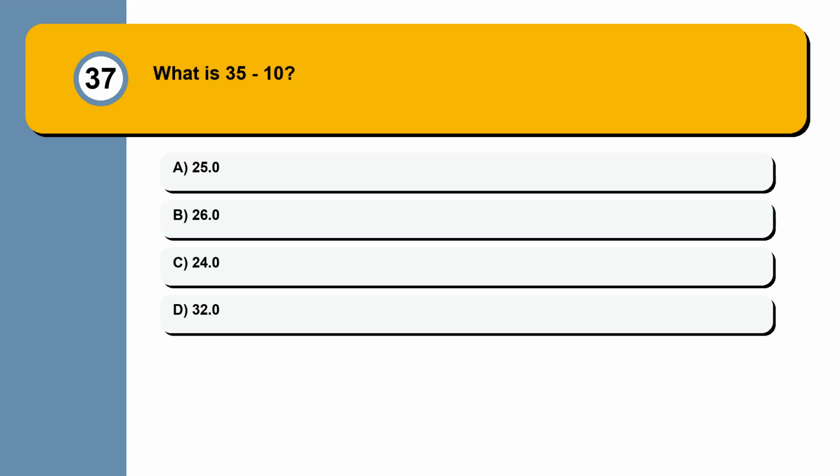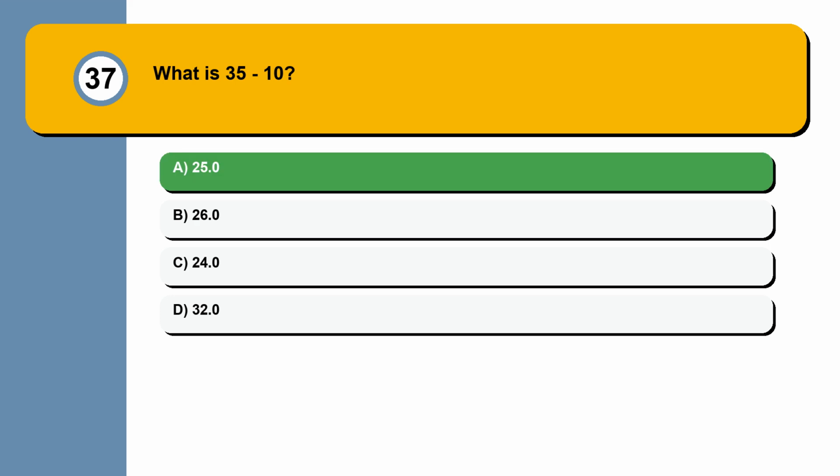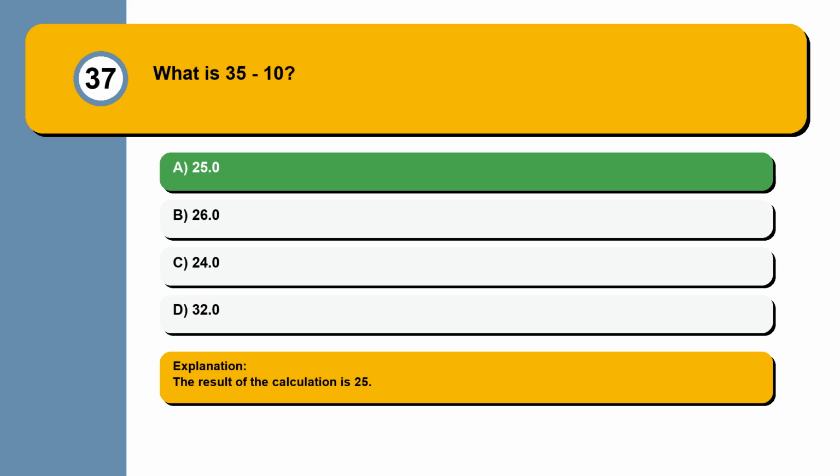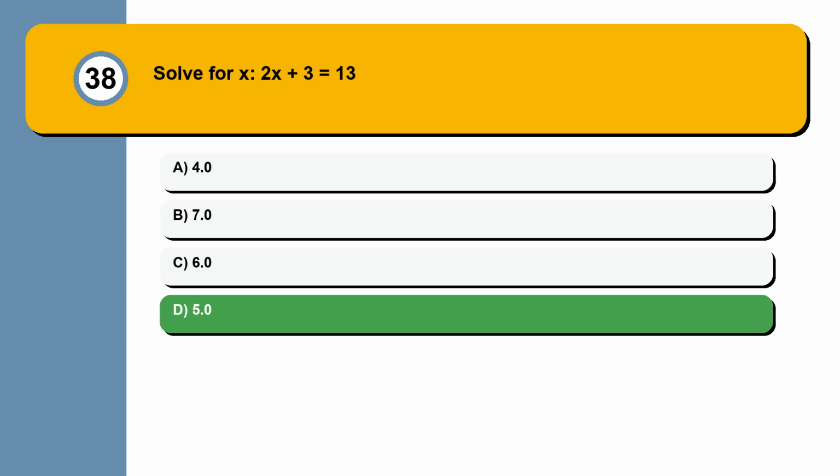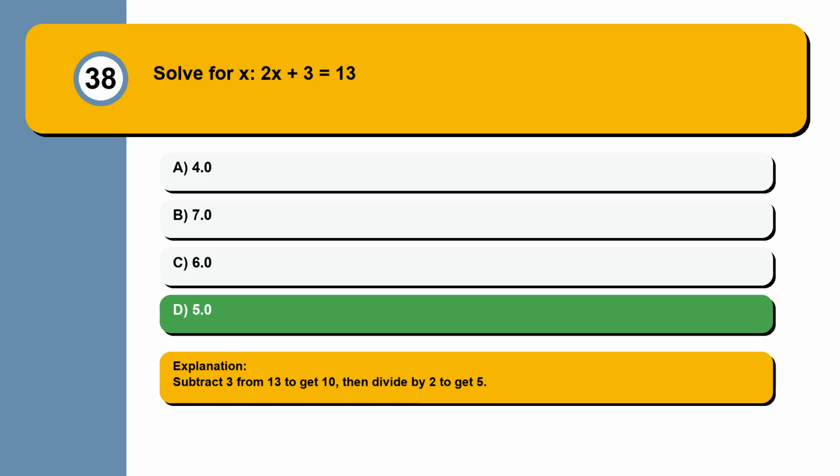What is 35 to 10? 25.0, 26.0, 24.0, 32.0. The result of the calculation is 25. Question 38. Solve for x, 2x plus 3 equals 13. 4.0, 7.0, 6.0, 5.0. Subtract 3 from 13 to get 10, then divide by 2 to get 5.